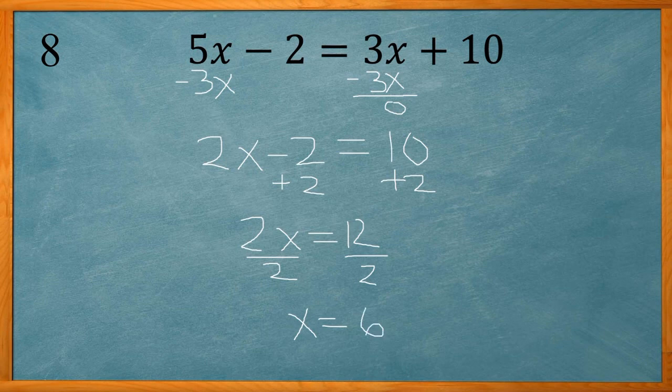Again, I can double check. 5 times 6 is 30. And minus 2 is 28. 3 times 6 is 18. Plus 10 comes out to 28. So both sides equal 28. So I know my answer of x equals 6 is correct.